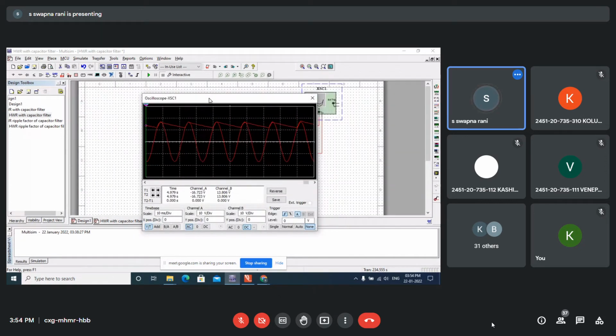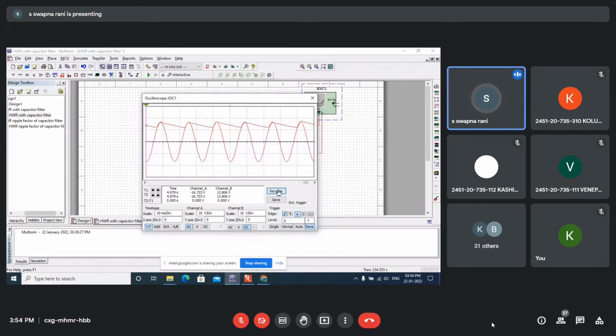You can reverse this. If you set input signal 0, this is the output waveform. And if you set output channel 0, you can see the input waveform. What is the amplitude of the input signal? How will you measure the amplitude?